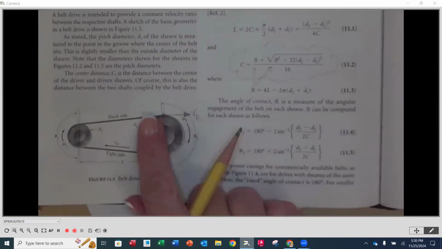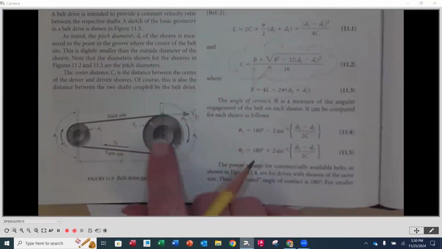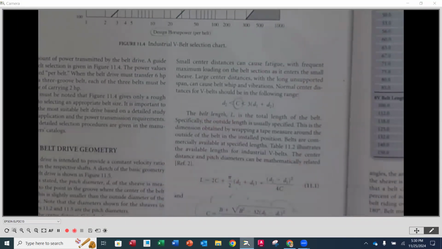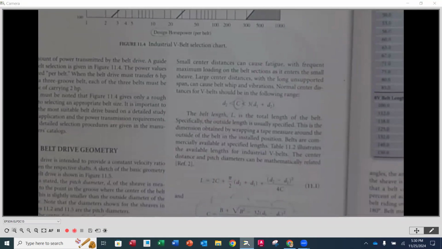So when we look here, D2 is going to be on our output side. That means it has to be larger than whatever this diameter is on the right-hand side. And then it has to be less than, because we don't want it to get too long, 3 times the sum of the input and output sheave diameters added together.